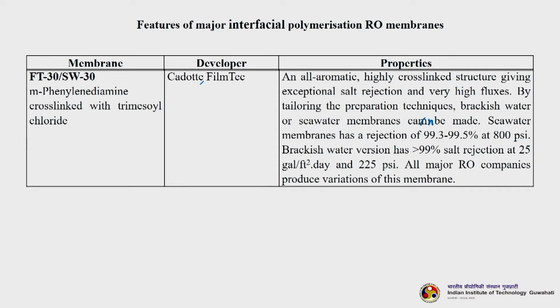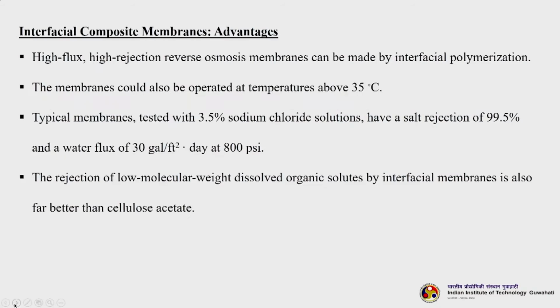Now, by tailoring the preparation techniques, brackish water or seawater membranes can be made. Seawater membranes have a rejection of almost 99.3 to 99.5% at 800 psi. The brackish water version has greater than 99% salt rejection at 25 gallon per feet square per day and 225 psi. So, all major RO companies produce variations of this membrane.